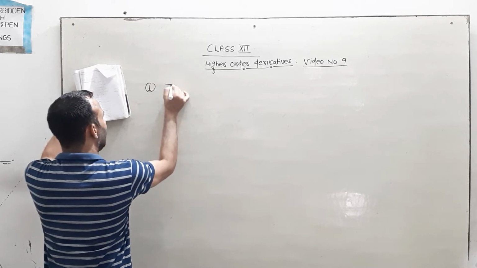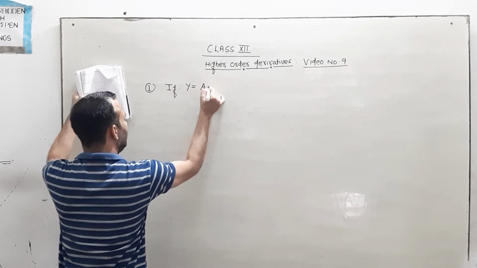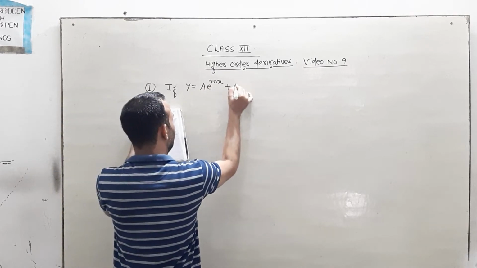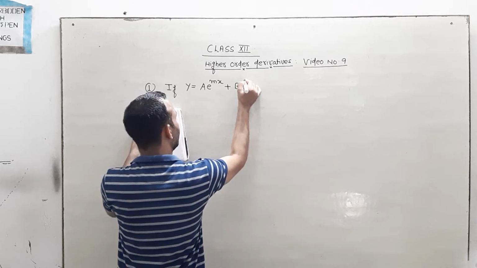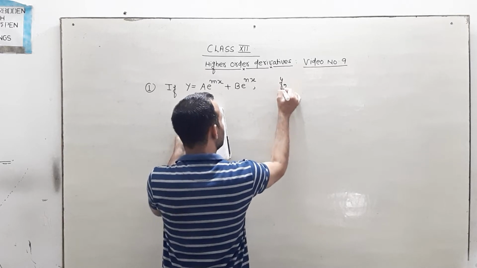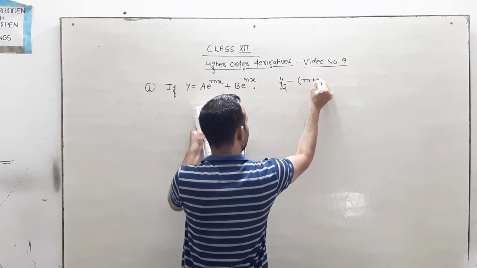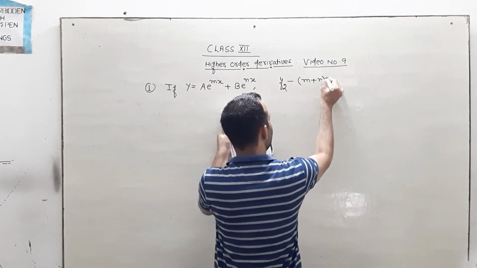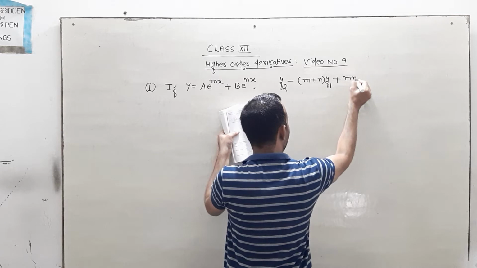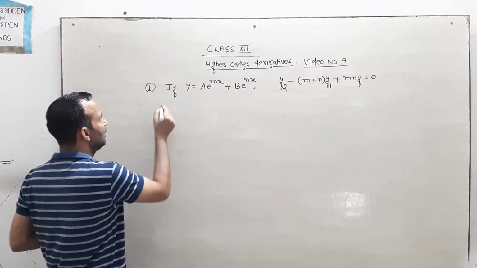Here it is given, if y is equal to a e raised to the power mx plus b e raised to the power nx, then prove that y2, meaning second order derivative, minus m plus n multiplied with y1, meaning single derivative or you can say the first derivative, plus mn y is equal to 0. See solution.